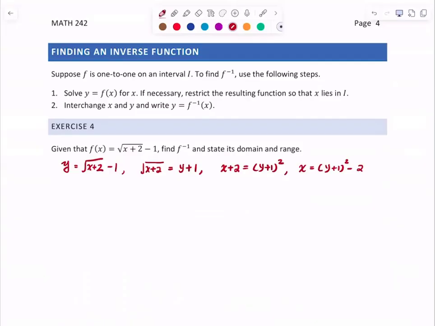Okay. All right, notice that we started with a one-to-one function, and we ended up with a function that's not one-to-one, because that's a parabola, right? So that means, let's do one more. We gotta interchange y and x, so that means we want to write f inverse of x is (x plus 1) squared minus 2.